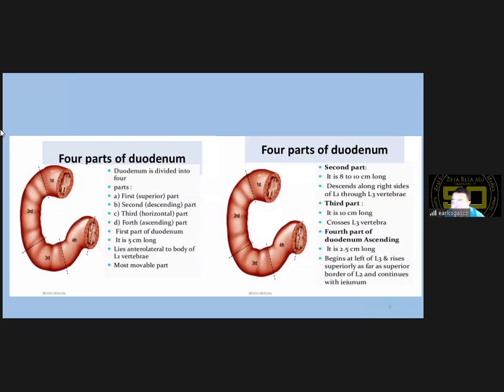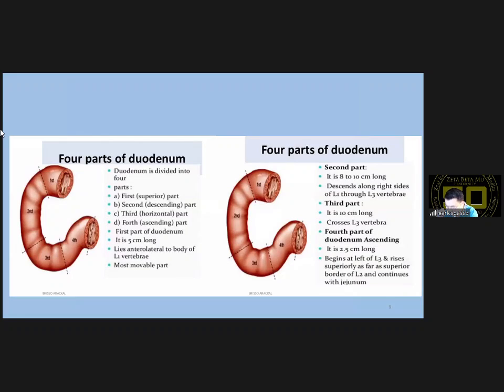Now we have 4 parts again for the duodenum: first, second, third, and fourth. As you can see in the illustration, it's divided this way. The first part, the second part, the third part, and the fourth part. The first part of the duodenum is about 5 centimeters long. It lies anterolateral to the body of the L1 vertebra. This is the most movable part of the duodenum.